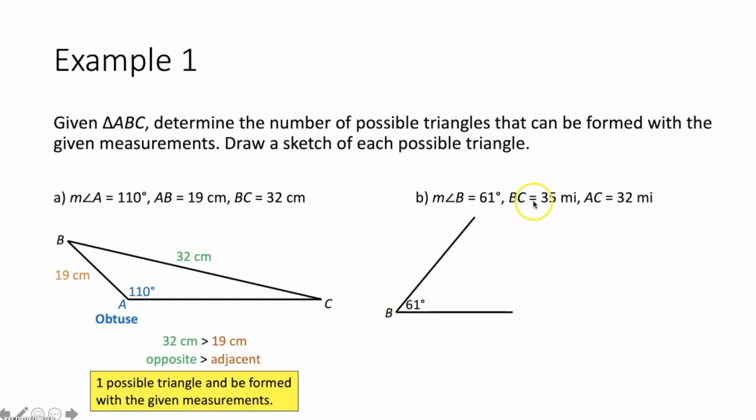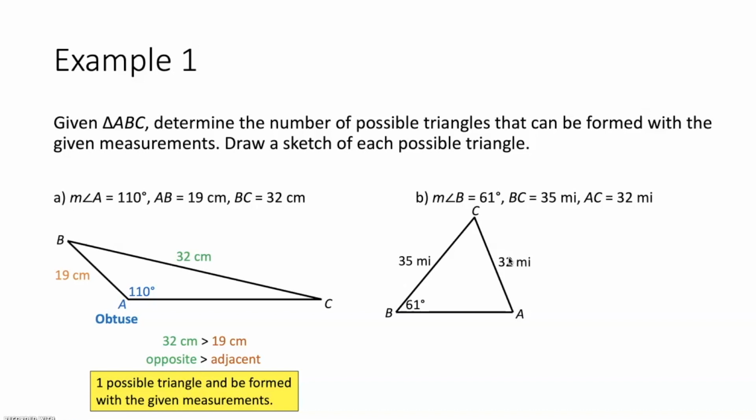So is this going to be segment BC or segment AC? Well, it should include B as one of the endpoints, meaning segment BC will be our adjacent side length, so I can label that 35 miles. I then can complete my triangle by drawing this segment over here, and since this point is B, this point is C, this point over here must be A, meaning I can label segment AC as 32 miles.